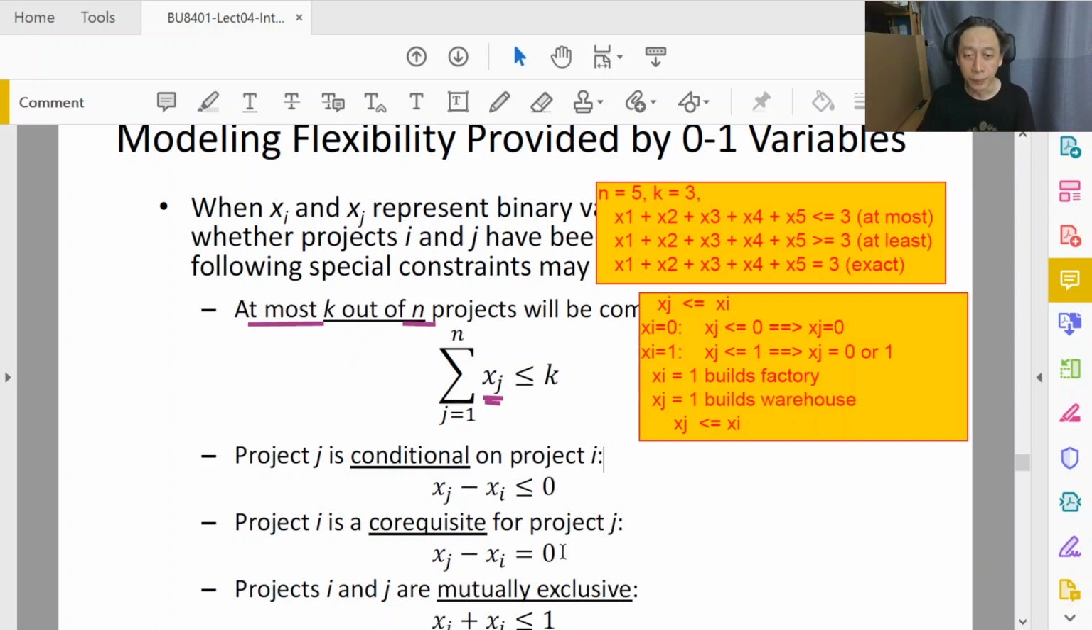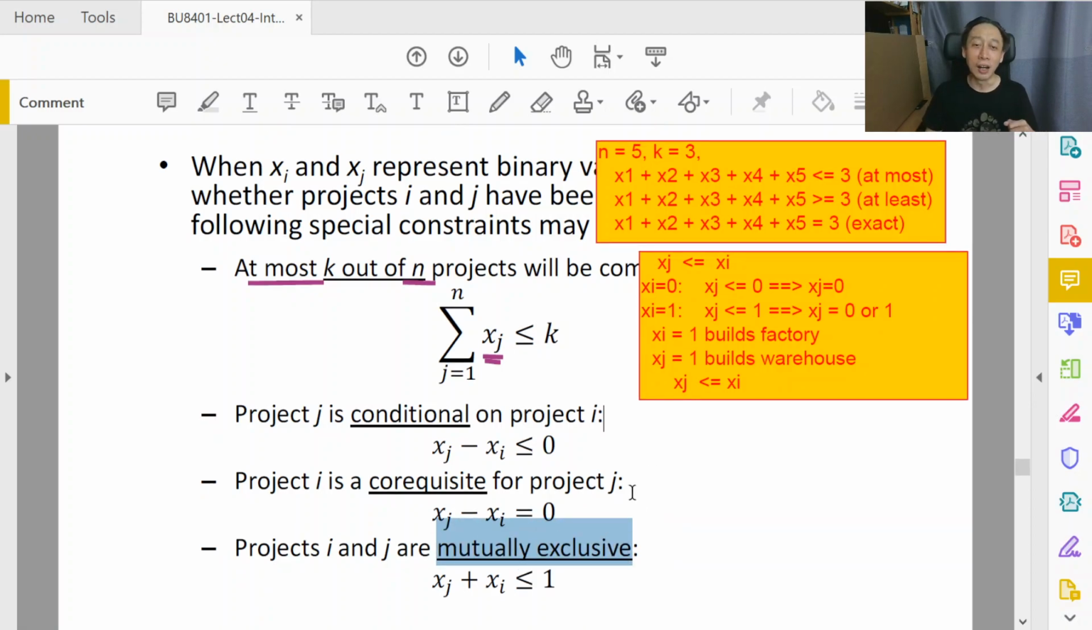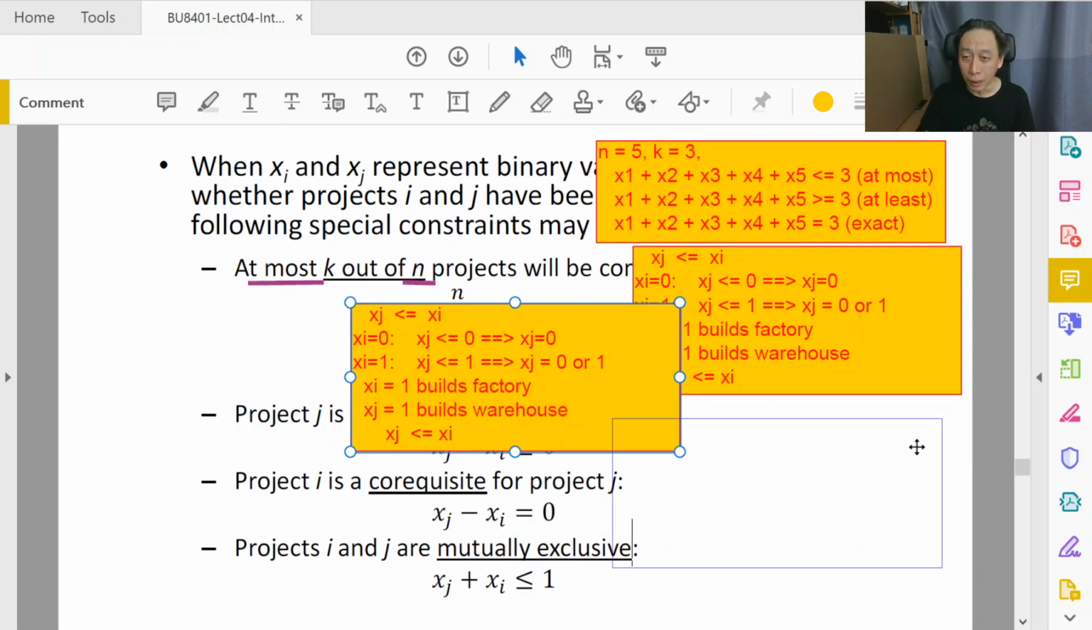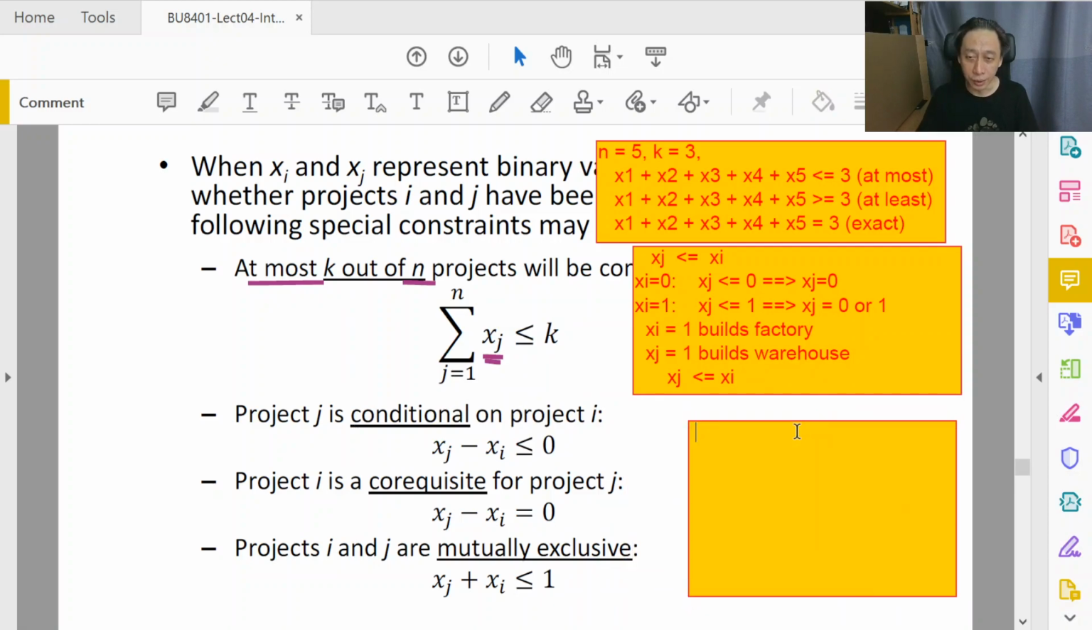Okay. And finally, we have this also rather expressive case where projects I and J are mutually exclusive. So what does that mean? It means that when you do projects I and J, mutual exclusivity means that xi and xj are not allowed to be one simultaneously.